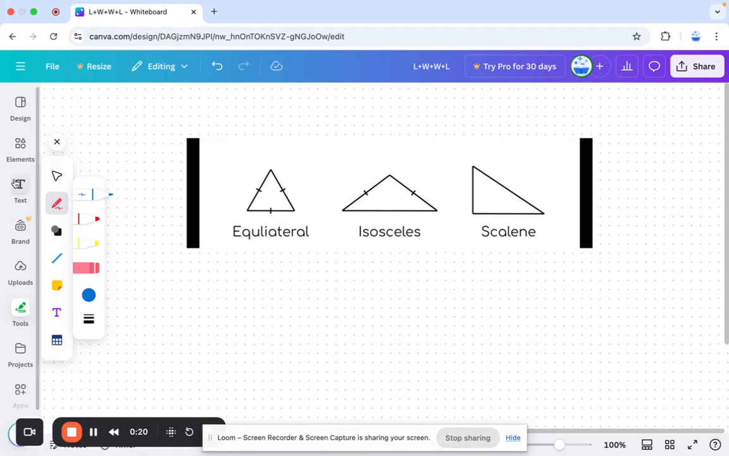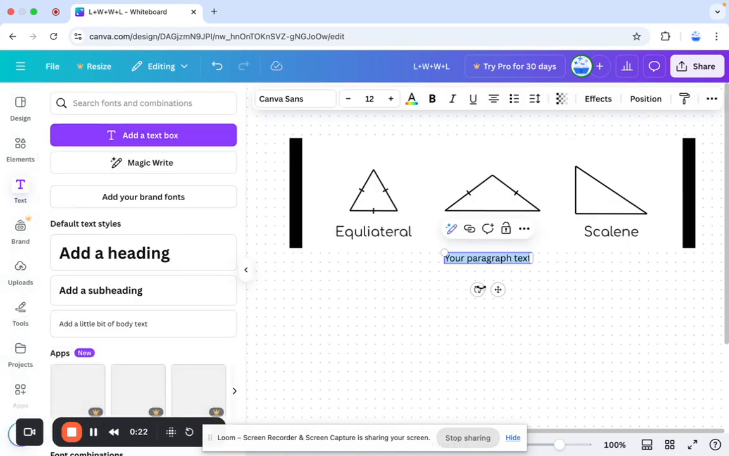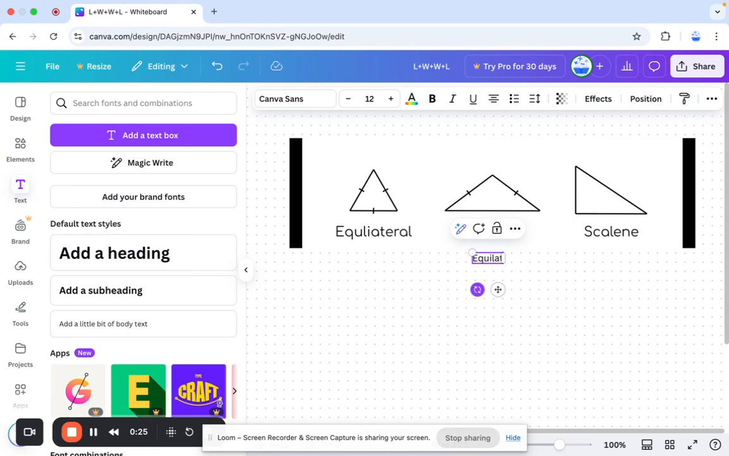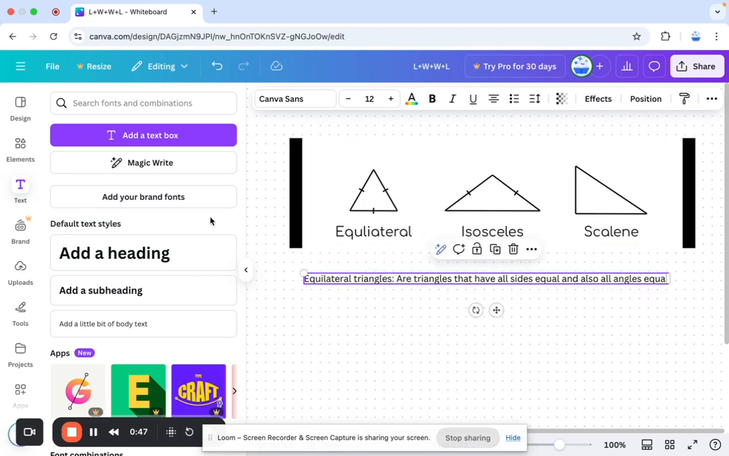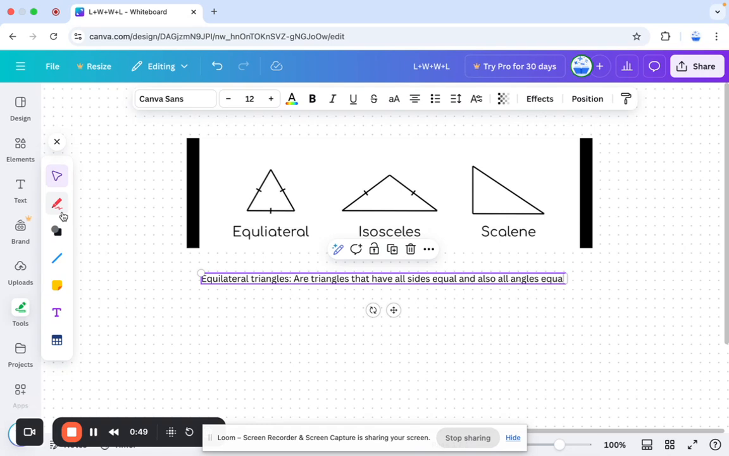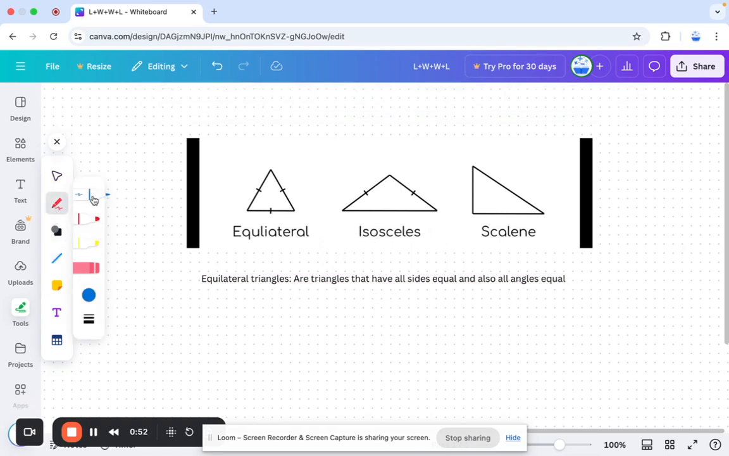Equilateral. Let's take a text box here. Equilateral triangles are triangles that have all sides equal and also all angles equal. Okay, so that's an equilateral triangle. So, for example, if we have an equilateral triangle, all sides and angles will have to be equal.